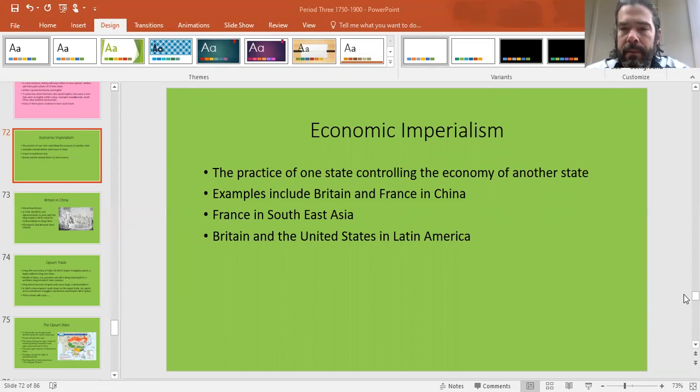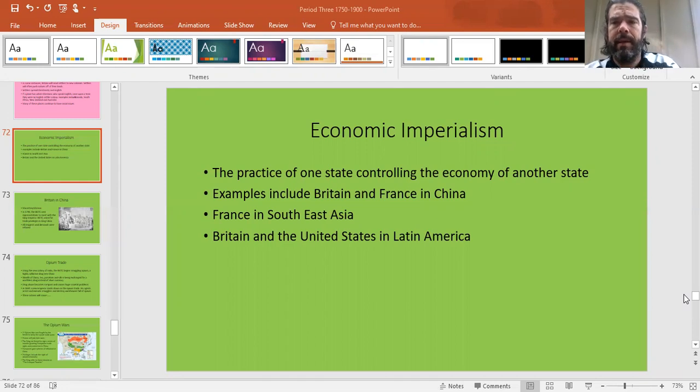And again, in period three, why are empires able to do this? Because they are industrialized and they're conquering non-industrialized regions of the world. That's what makes it imperialism in this unit. Well, there's a second type of imperialism that we're going to see in this unit for the first time. And it's called economic imperialism.